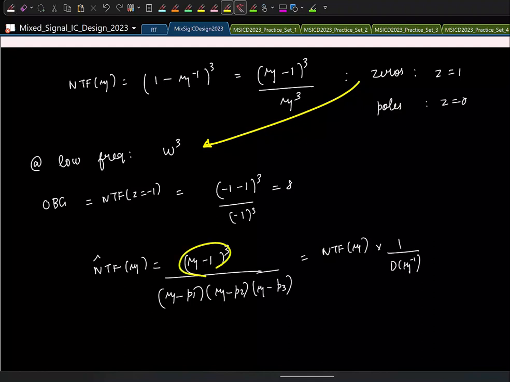I can basically divide this entire thing by z cube here, and then do this. Again, what we are doing is the same thing. We are having a low pass filter of this form, just that we have not increased the order. So this will be a low pass filter.